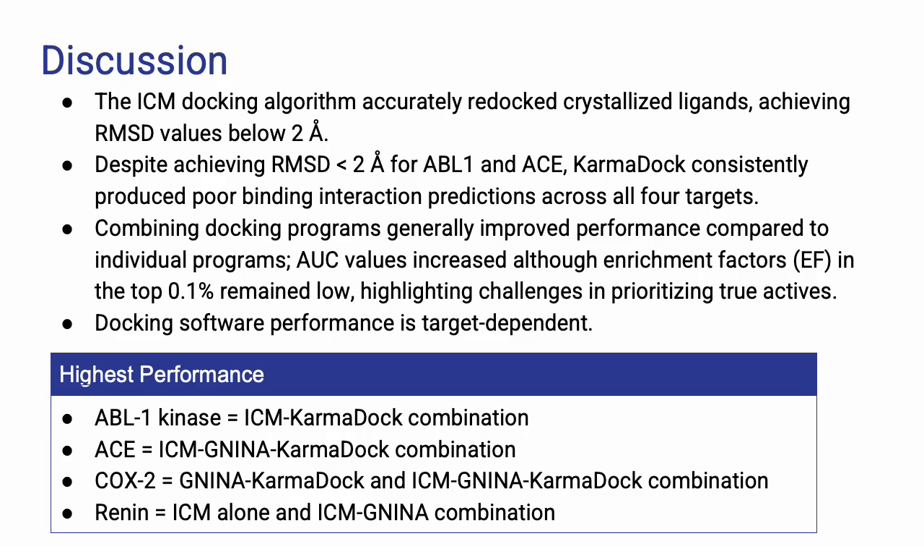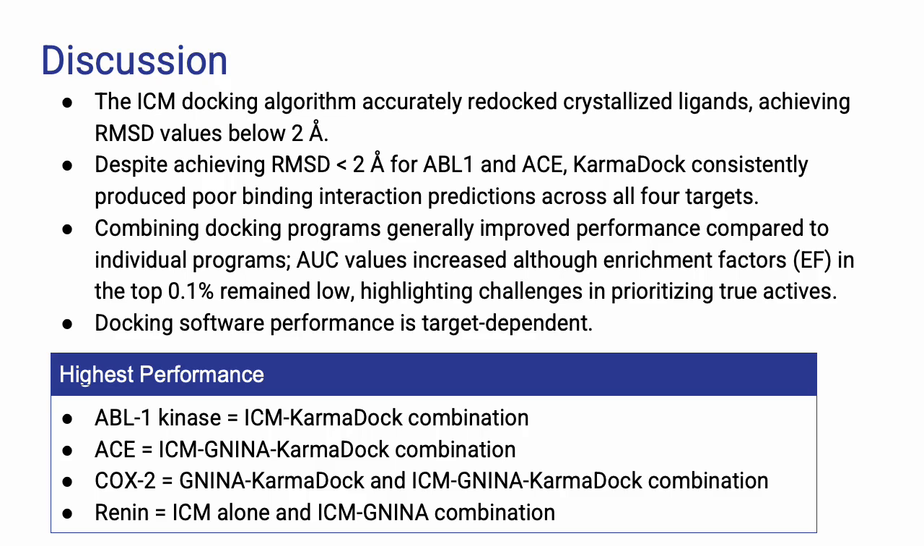Overall, combining different docking programs generally outperformed individual programs in terms of AUC values and discriminating between actives and decoys. However, enrichment factors, especially in the top 0.1%, remain consistently low across all methods, highlighting the challenge of effectively ranking true actives at the top of the list.